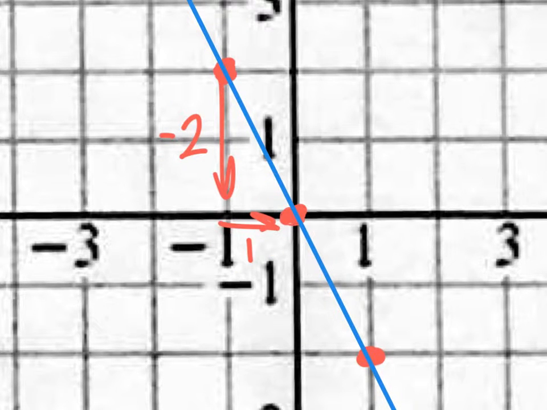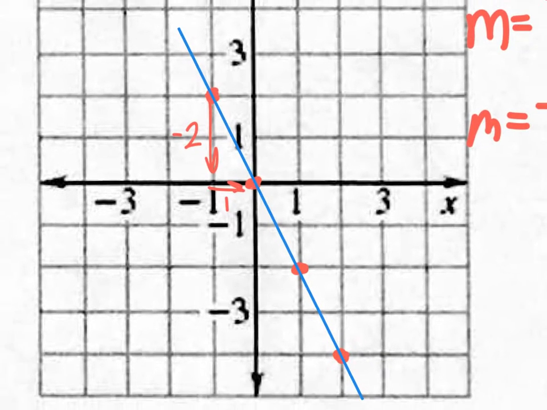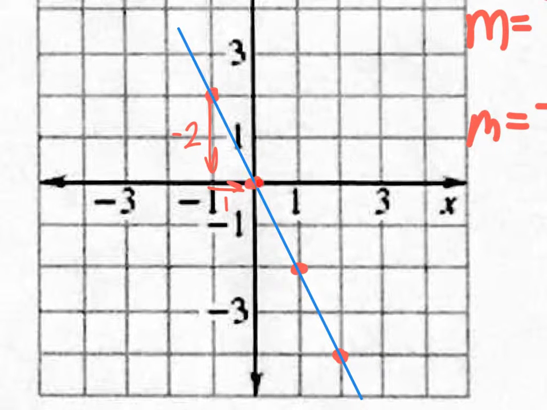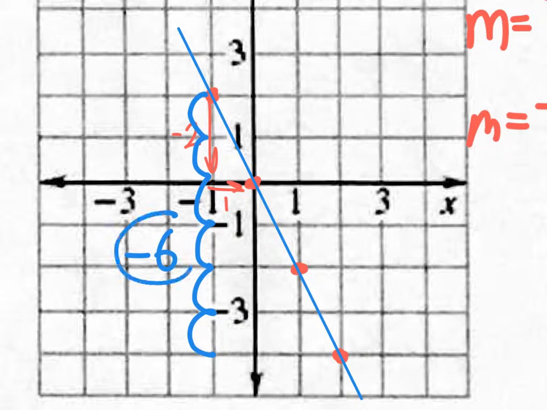Get it? Now, you didn't have to use this point and this point. You could use this one over here and this one way down here. Check it out. If I would have gone from here to here, that would have been, let me see, 1, 2, 3, 4, 5, 6, right?